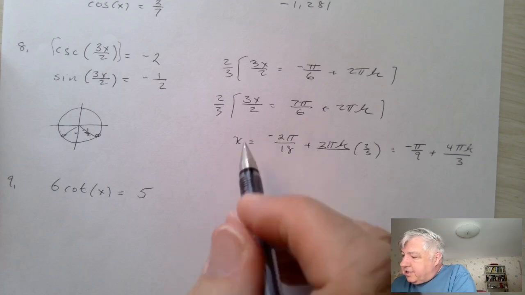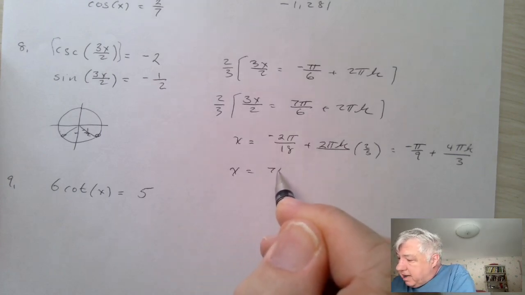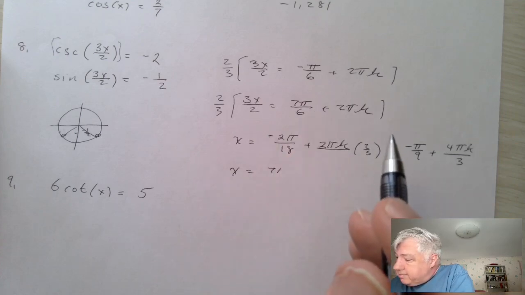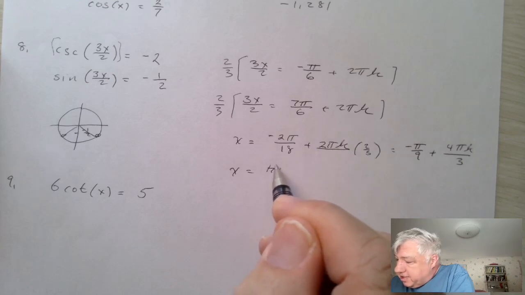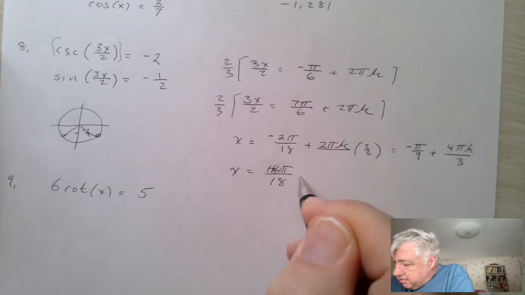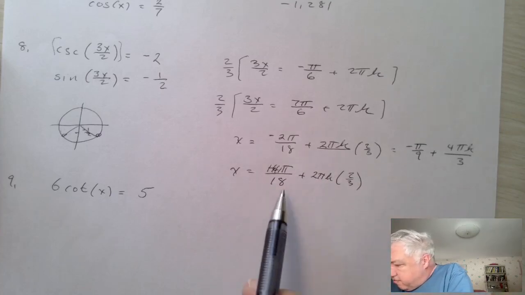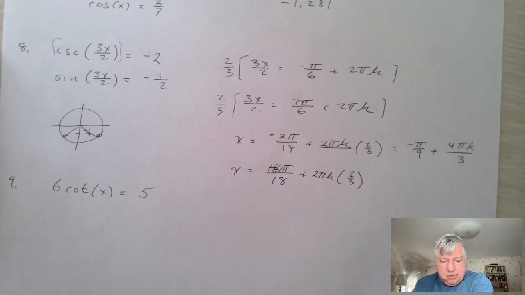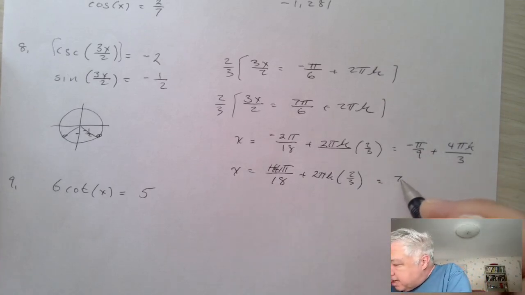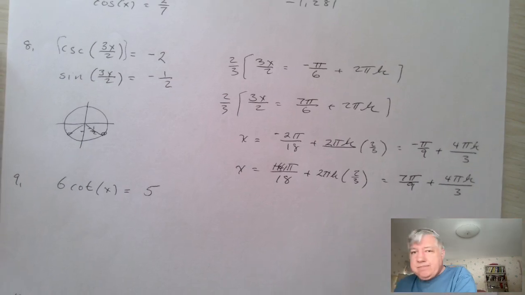And then in the other situation, we'll have x equals 7 pi, well, let's see, 2 times 7, that's 14 pi over 18 plus 2 pi k times 2/3. So 14 over 18 reduces to 7 over 9, so this will be 7 pi over 9 plus 4 pi k over 3.